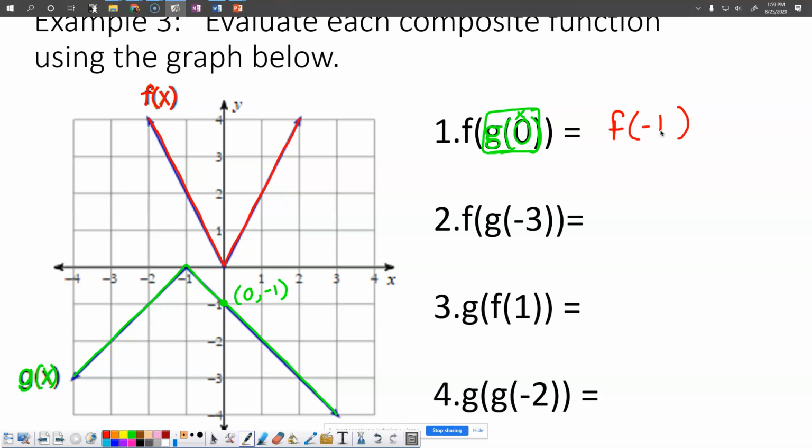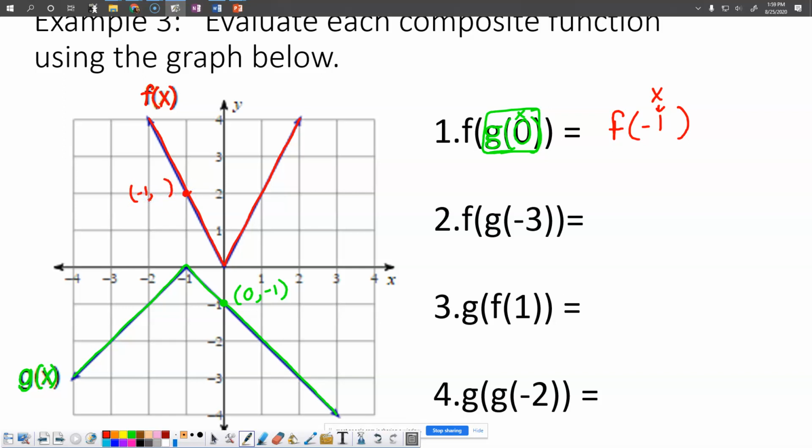And now I'm going to find f of -1. Now for the f function, we're going to be looking at the red line now. And I want to find where does x equal -1. So let's look at my red line. I want to find a point on the red line where x is -1, and that would be right here.